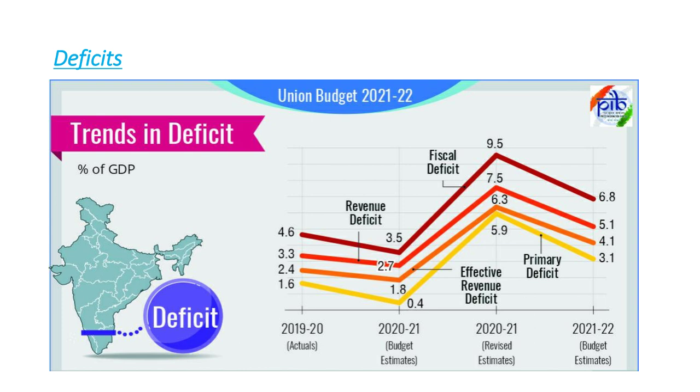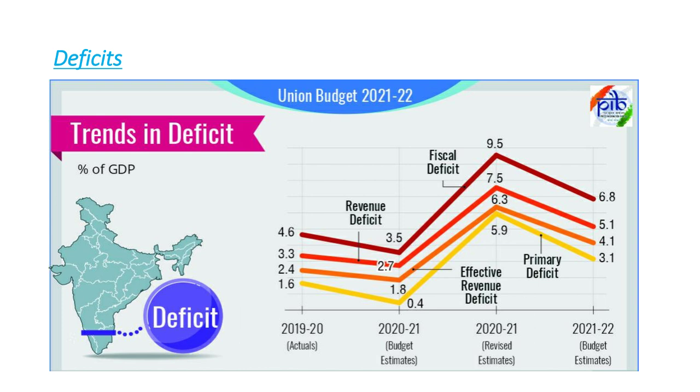So the revised estimate of financial year 2020-21 shows us that there is an increase in these deficits. The fiscal deficit increases to 9.5% of total GDP. Likewise, revenue deficit 7.5%. Likewise, effective revenue deficit also increases to 6.3% of total GDP, and primary deficit to 5.9%, from the budget estimate of financial year 2020-21.